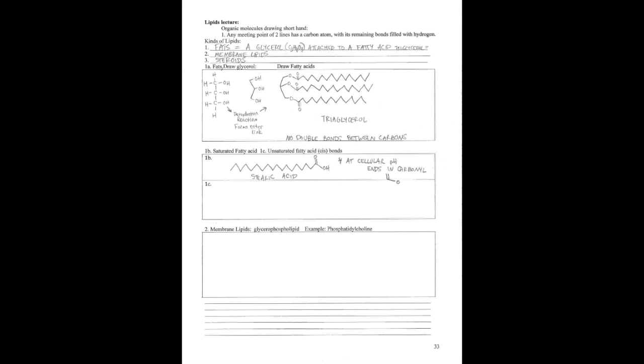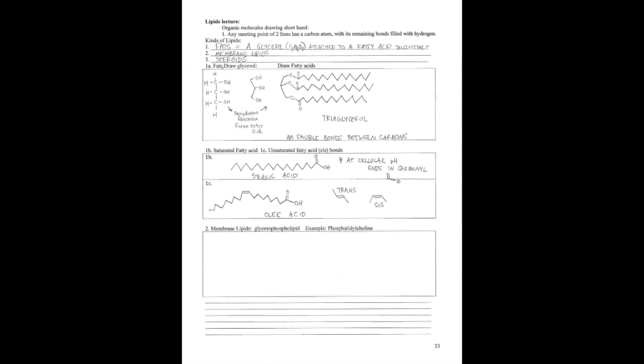In box 1B, we will draw the saturated fatty acid stearic acid. Saturated means all the carbons are saturated completely with hydrogens, or, more appropriately, there are no double bonds between carbons. Next, we draw the unsaturated fatty acid, oleic acid. Notice that there is a cis double bond in oleic acid between carbons 9 and 10.